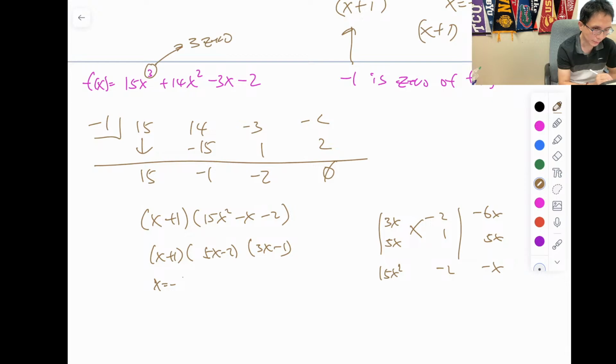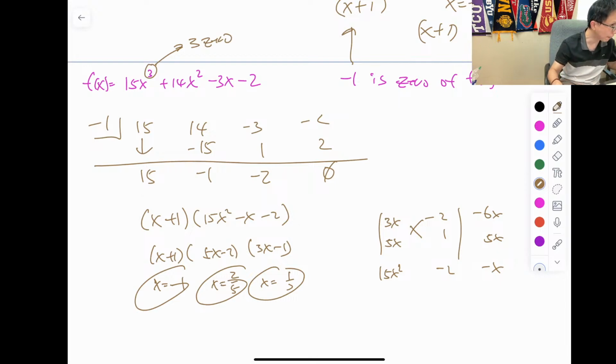x equal to -1, x equal to 2/5, x equal to 1/3. Okay, the x minus what? The x minus 1. Should be plus 1. Which one? The x minus 1. In the box, the 1 is positive. The 1 is positive. Oh, this one's positive, so this is negative.